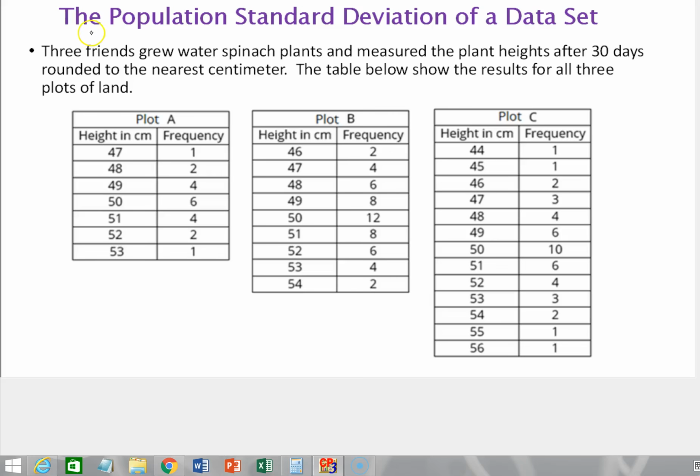In this video, we're going to find the population standard deviation of a data set. 3 friends grew water spinach plants and measured the plant heights after 30 days, rounded to the nearest centimeter. The tables below show the results for all 3 plots of land.